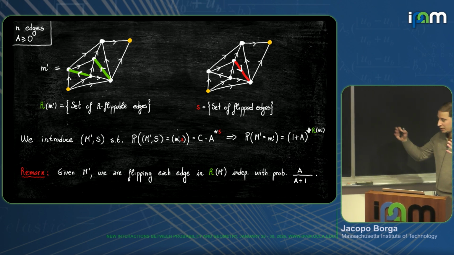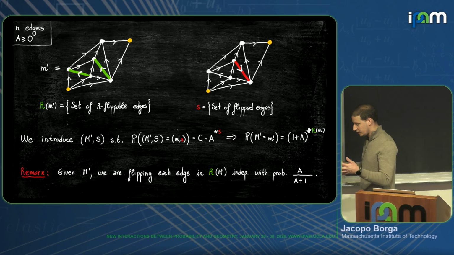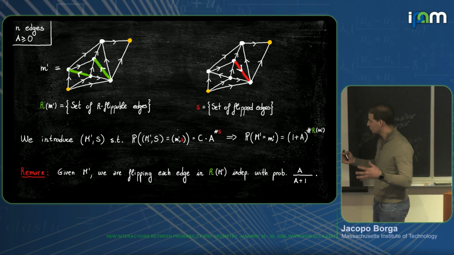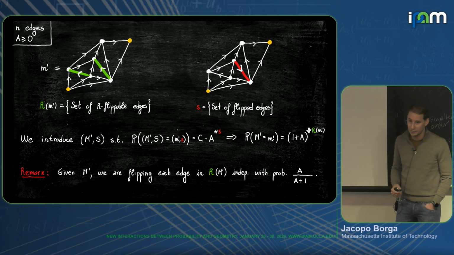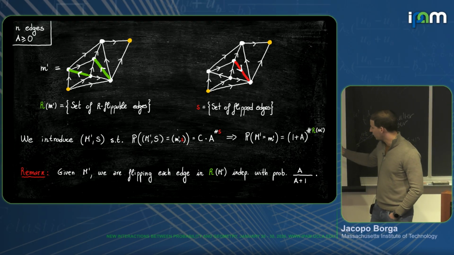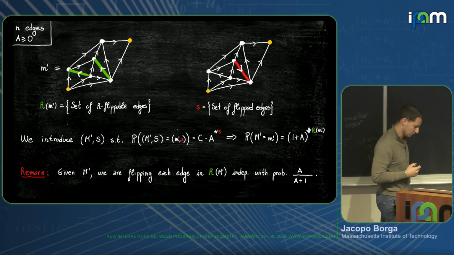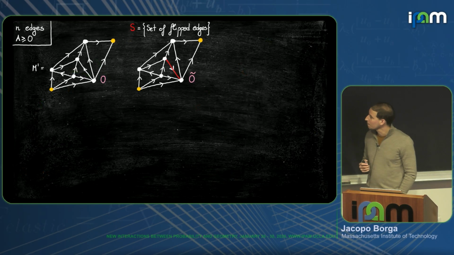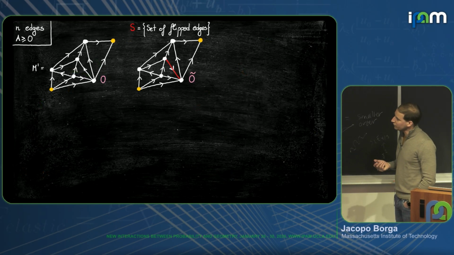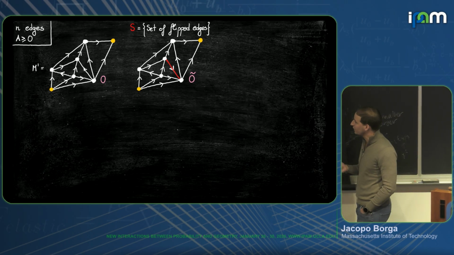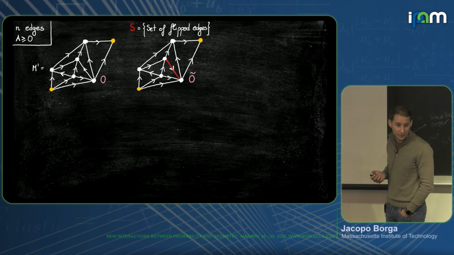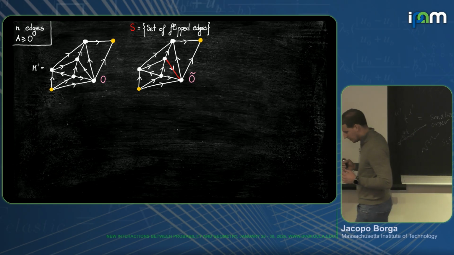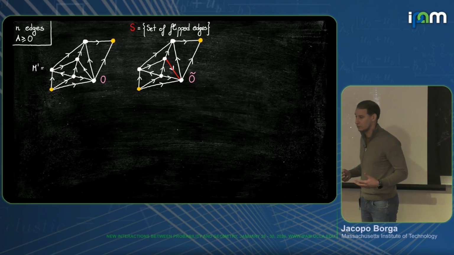Okay, so you have a planar map, some set is oriented, some set you can flip. You choose whether to flip them or not with probability A over A plus 1, or 1 minus A over A plus 1. Once you have this model, you have a first orientation that was before flipping and a second orientation that is after flipping. So now, roughly speaking, you have a planar map with two orientations.